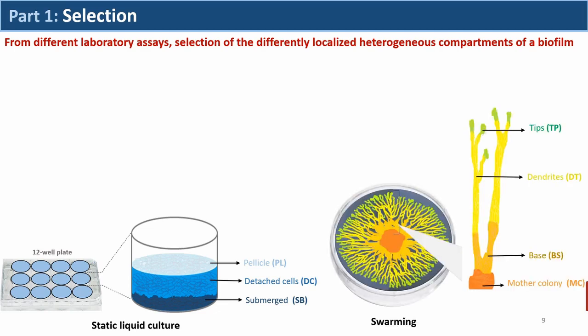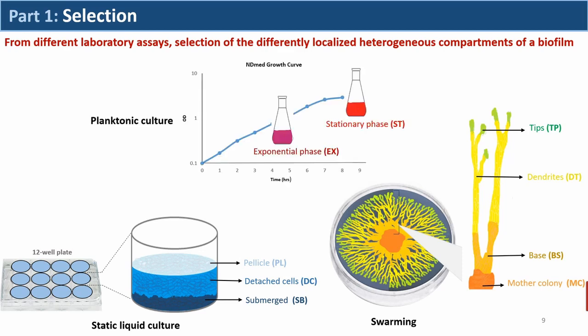Moreover, we have used a 24-hour swarming plate from which we have separated 4 localized compartments. The mother colony, which resembles a mature macrocolony on agar; the base of the dendrite, which resembles an early biofilm form; the dendrites, which are a monolayer of cells getting ready to start producing the matrix to later form a biofilm; and the tips, which are the highly motile and highly dividing cells. And also as a reference, we have collected from the planktonic culture the exponential and the stationary phase.